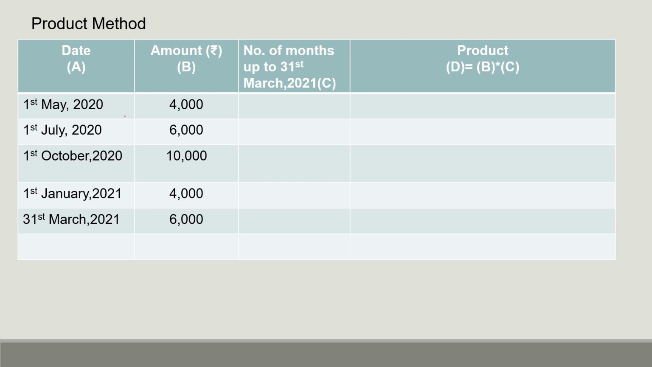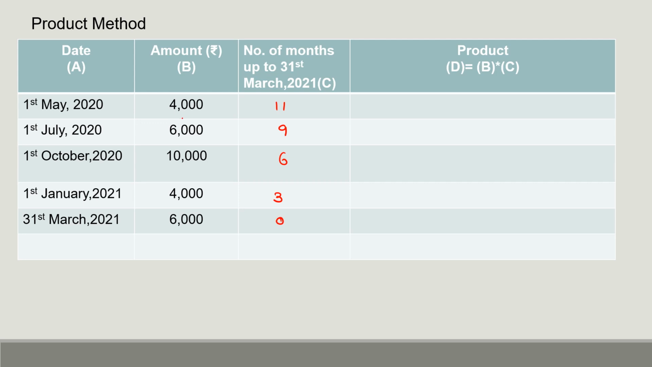So for the number of months it has been outstanding, again let us calculate. From 1st May till 31st March, it was 11 months. 1st July till 31st March, you remember it was 9 months. 1st October till 31st March. Calculate like this from October, November, December, January, February, March. So 6 months. So that way you would avoid making any mistake. Then 1st January till 31st March, 3 months. And the last on 31st March, 6,000, so 0.